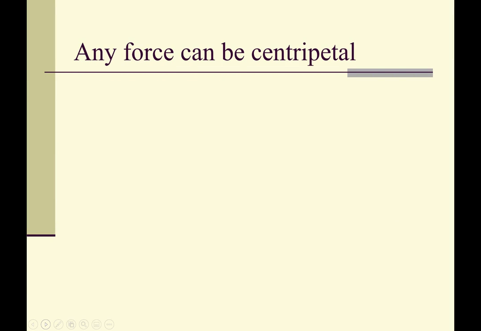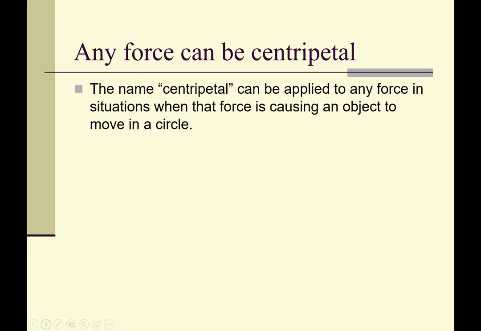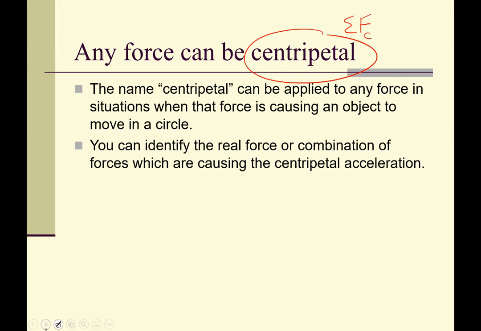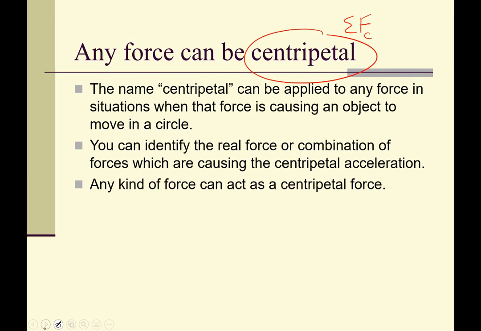Now, any force can be your centripetal force, and it always has an identity. We don't ever actually call the identity of the force the centripetal force, because centripetal force is really a sum of forces. So this can be applied to any different situation that's going to cause an object to move in a circle. And you can identify the real force or the combination of forces which are causing that centripetal acceleration. Any force can act as centripetal force.